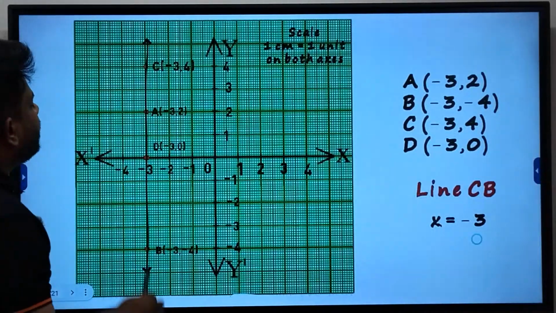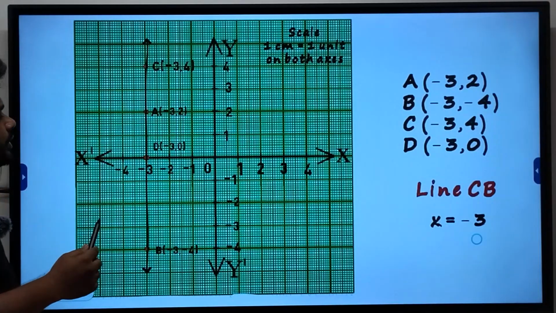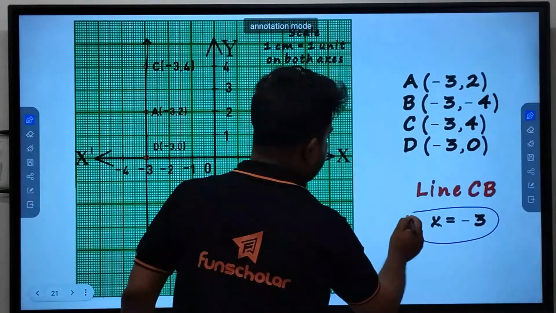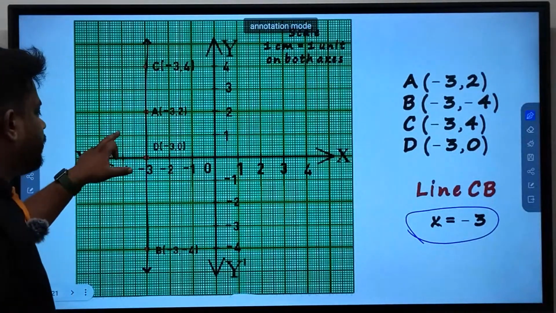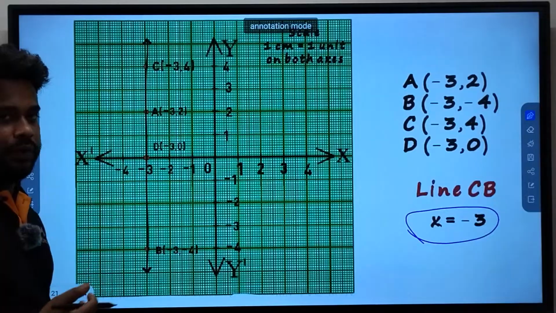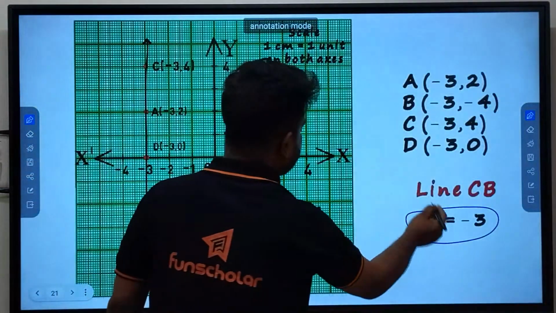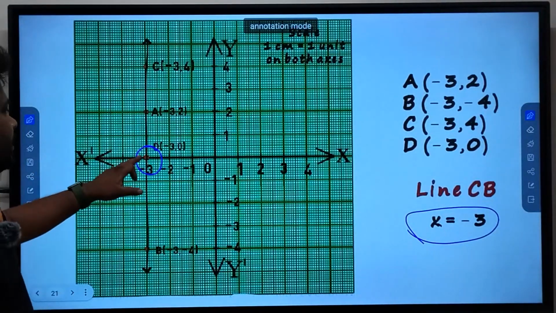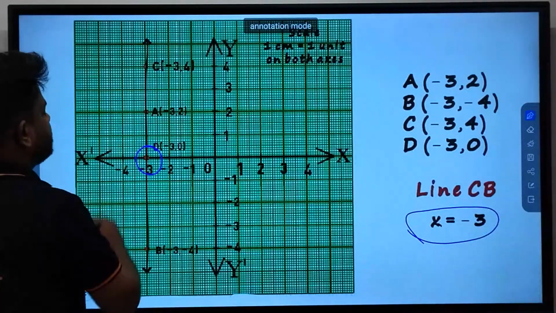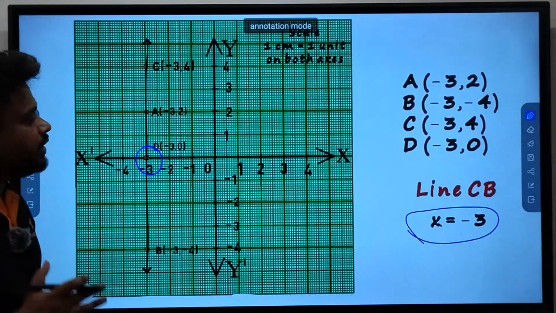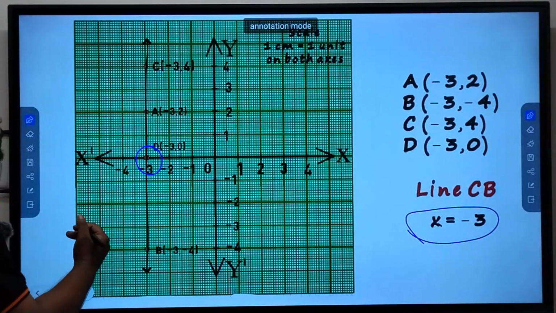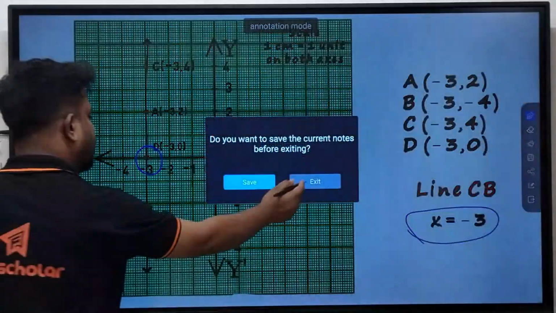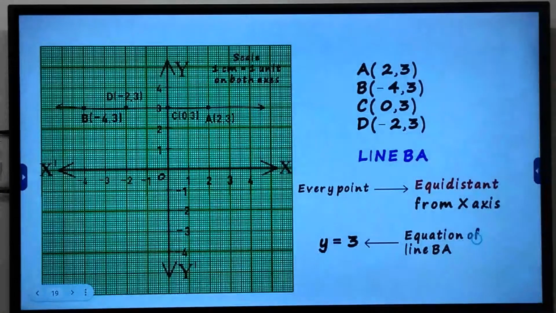And so what will be the equation? The equation will be the point where this line has crossed the x axis. So it will be x equals -3, because at x equals -3 this line has crossed the x axis. So the equation of the line parallel to the y axis will be x equals -3. Okay, so what have we learned? Let's recall a little bit.